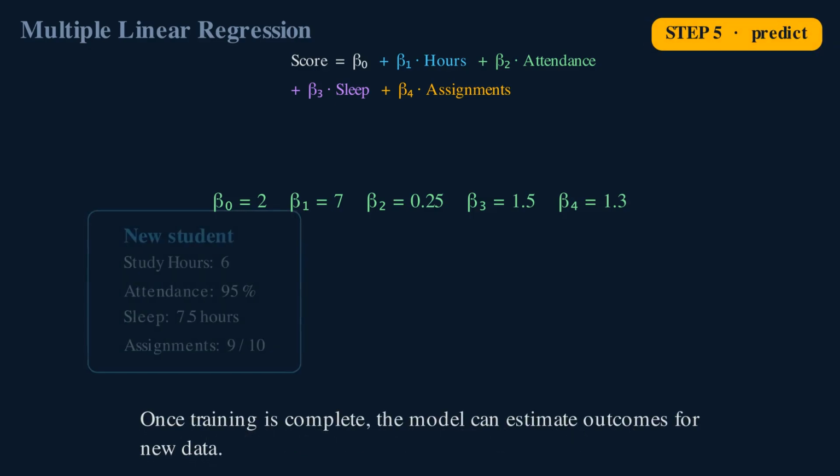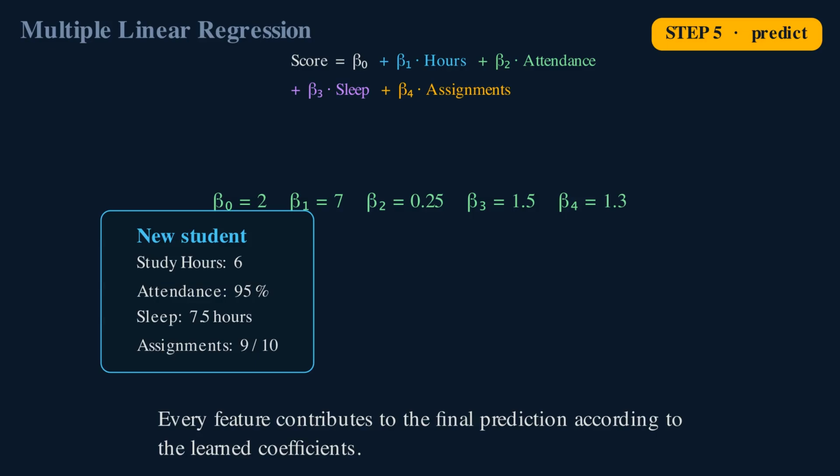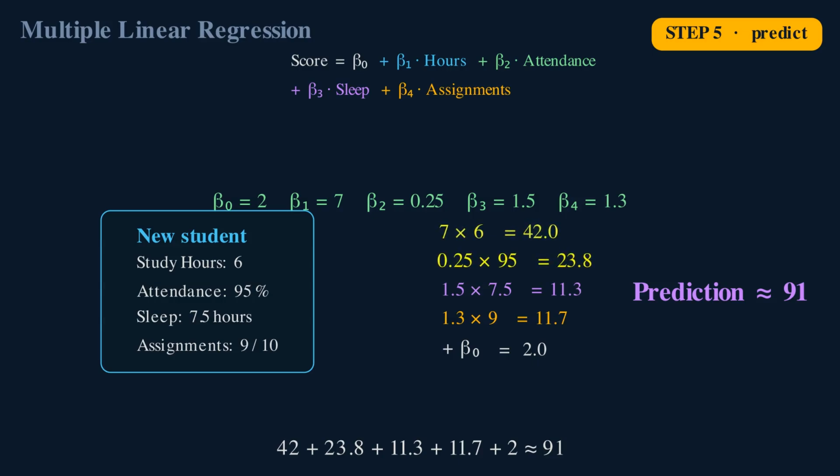Once training is complete, the model can estimate outcomes for new data. Every feature contributes to the final prediction according to the learned coefficients. 7 points for every study hour, a quarter point per % of attendance, 1.5 points per hour of sleep, and 1.3 per assignment. Added together with the baseline, the prediction is about 91.